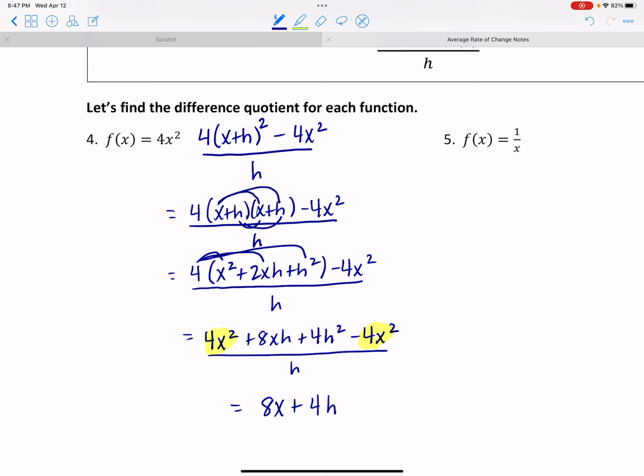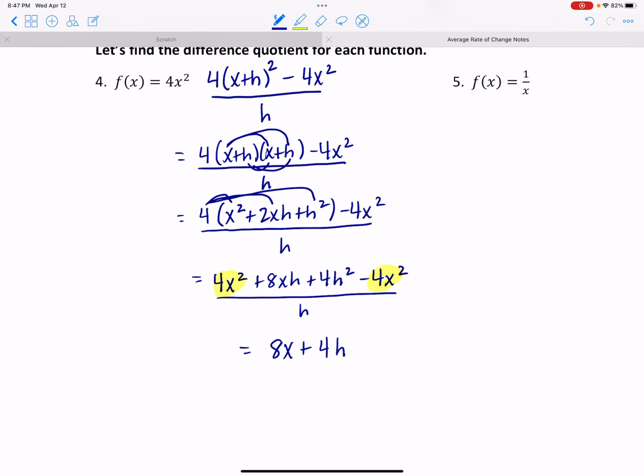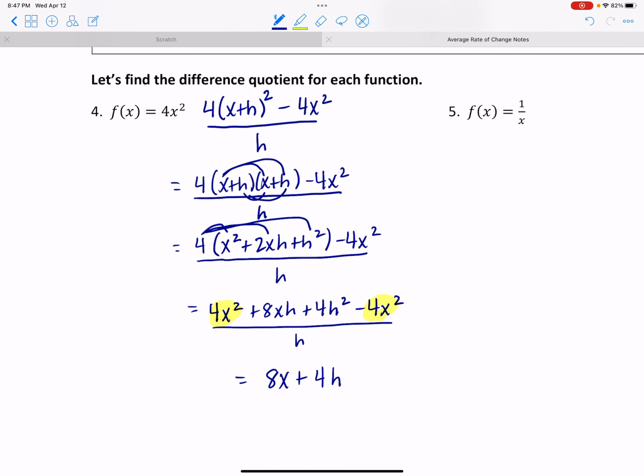And there it is. Okay, that is what we call the difference quotient for the function 4x squared. And then later, when you get to calculus, this difference quotient is something we use in conjunction with limits to find the slope of a tangent line at a specific point. Okay, this actually does represent the slope.